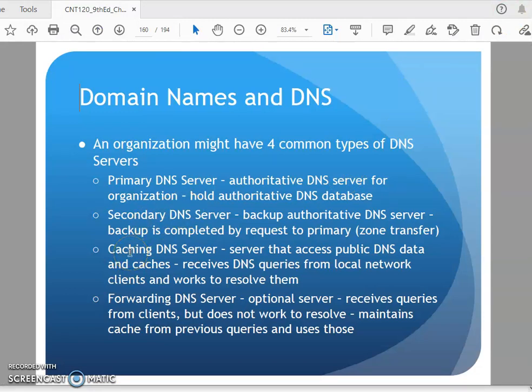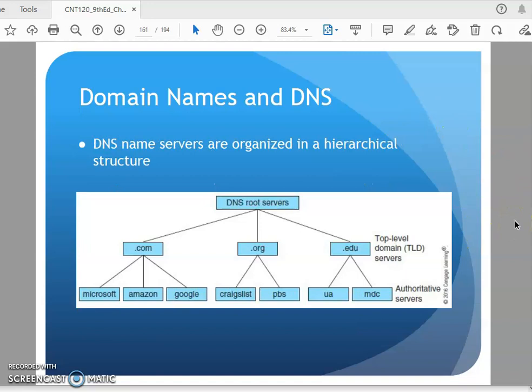Caching server, access to public DNS data and caches, receives the queries from local clients and works to resolve them. So it's kind of like, hold on, let me get that for you. The forwarding is an optional one. It receives queries from clients, but doesn't necessarily work to resolve them, just kind of maintains the cache from previous queries. So it's like, oh, somebody asked for Formula1.com and here's the address. Okay, I'm going to hold on to that in case somebody asks for it. So it's kind of like a little temporary memory, so you don't have to query for hopefully everything.